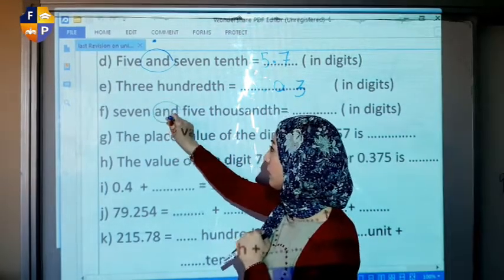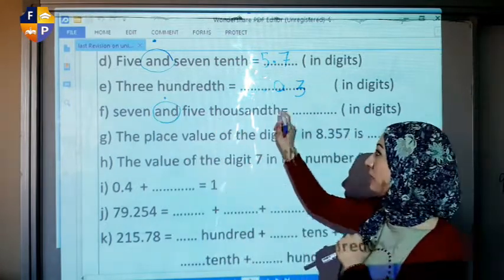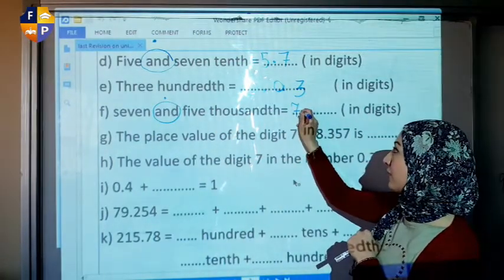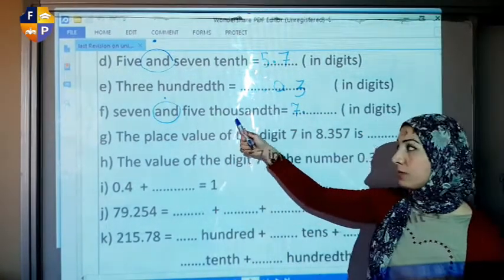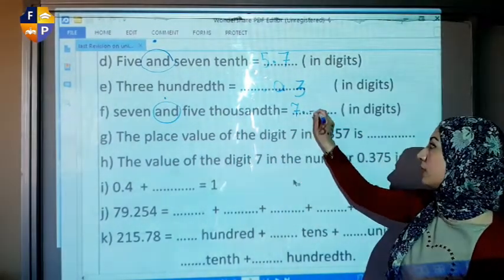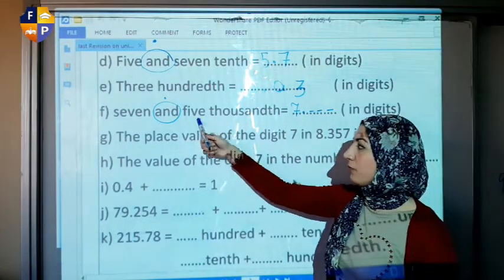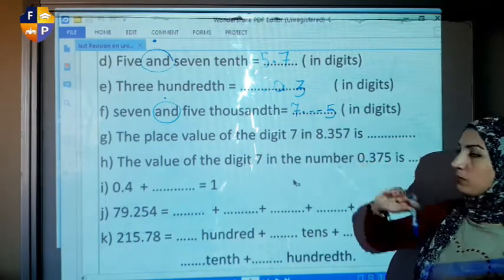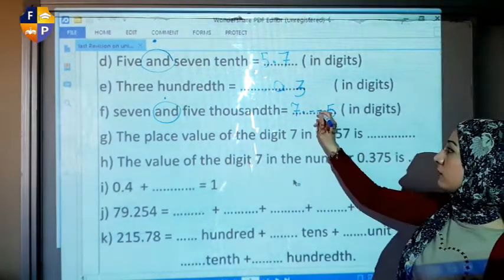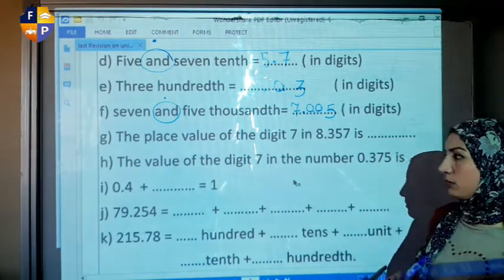Next one, 7 and 5 thousandths. And means decimal point. So 7 and means 7 decimal point. 5 thousandths. Thousandths, so we will order 3 places. We will write 5 in thousandths. We don't have any numbers here, so we will write 0 in tenths and 0 in hundredths.